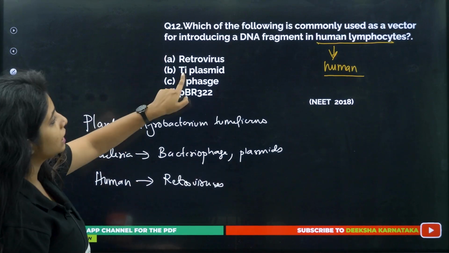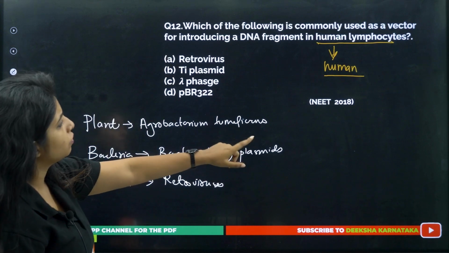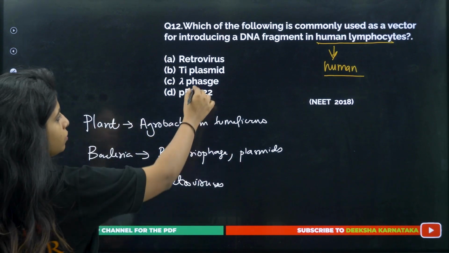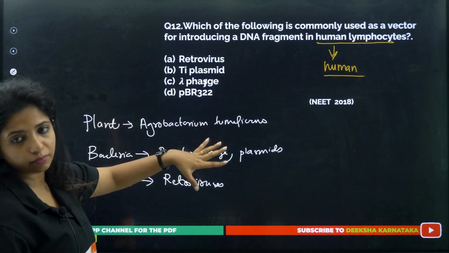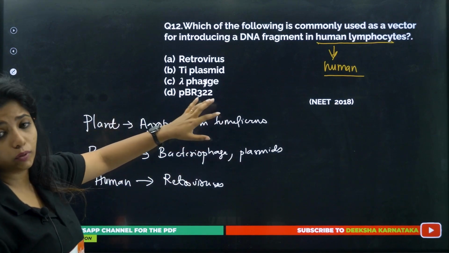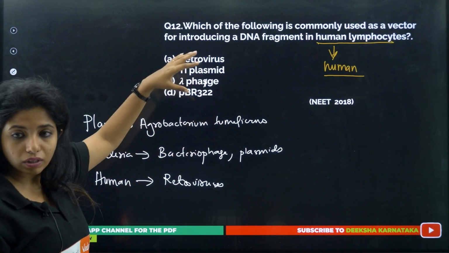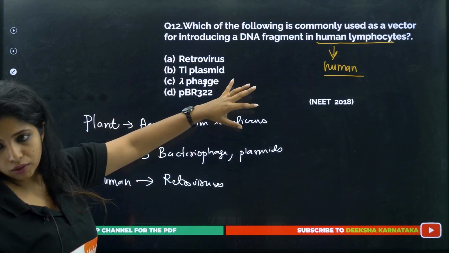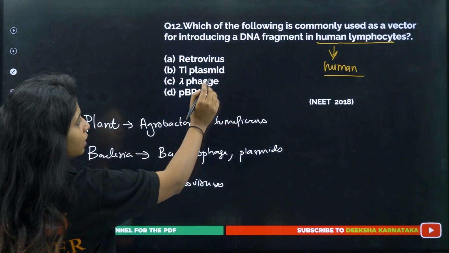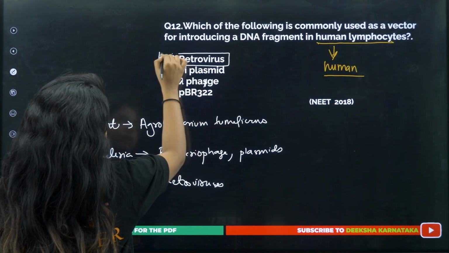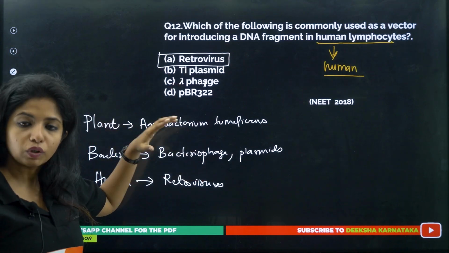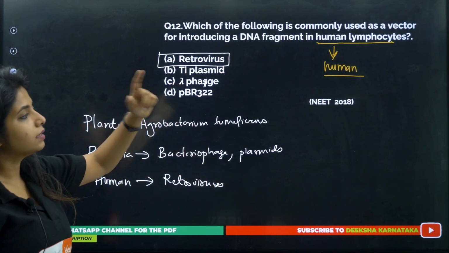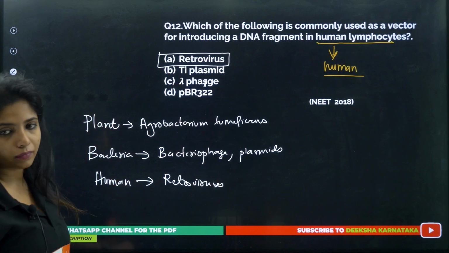So, over here, the Ti plasmid comes from Agrobacterium tumefaciens. The phage that you see over here, talking about bacteriophages, things like that, pBR322 is again a vector, but you don't need them in human lymphocytes. Okay, so basically, they are used in bacteria and stuff like that. So, this retrovirus that you see over here becomes the correct answer. Please take note of these things. This question would come regularly. Okay, this came in NEET 2018.